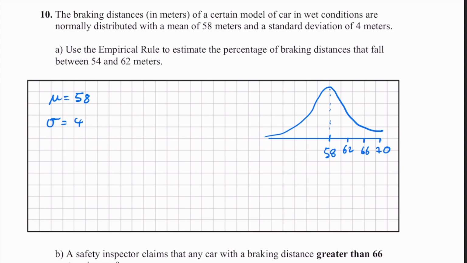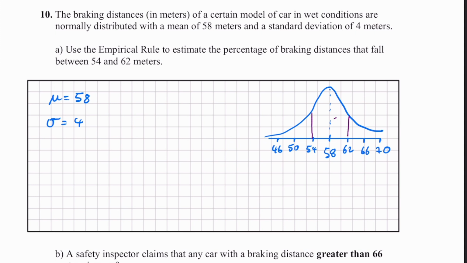Take away 4 from 58, we get 54. Take away another 4, we get 50, and another 4, we're going to get 46. So that's 3 standard deviations from the mean this way. So we can do lots of different stuff with this. We'll do the usual thing we do and label these areas.